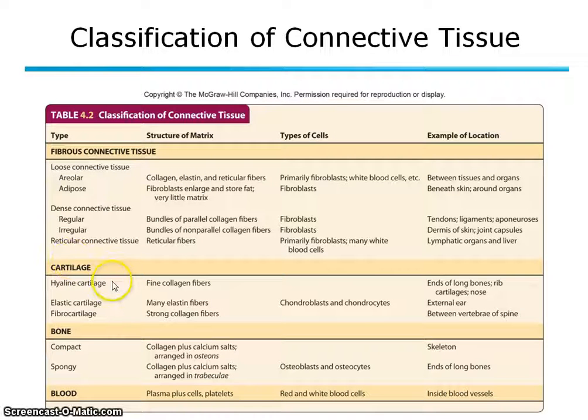And then with cartilage, you have your three types, hyaline, elastic, and fibrocartilage. Some of the differences between them are in the structure of their matrix and where you might find them, but a similarity in the types of cells they contain. Bone, again, you're going to be looking at the types of cells that they contain, where you might find them. And then blood, I think, is a pretty simple one, straightforward: where you find it, what it contains, and the structure of the matrix.